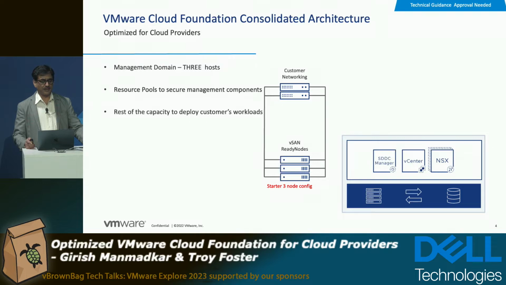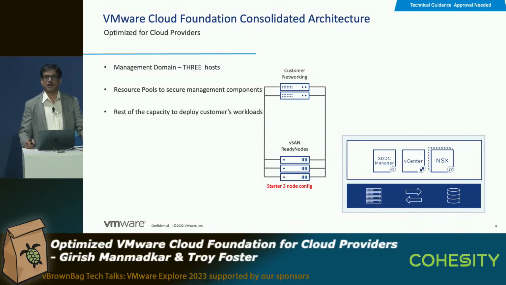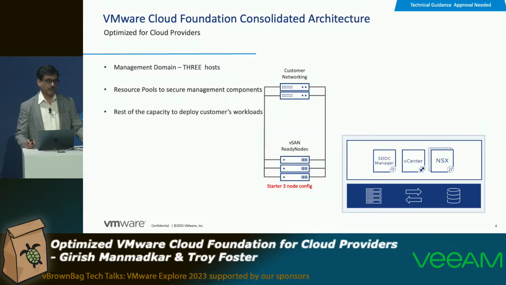With that said, let us have a look. The architecture typically starts with 4 nodes, which sometimes becomes too much for a smaller or mid-market customer. So we want to start with a smaller footprint, which is a minimum of 3 nodes. Since it's vSAN, you are able to start with 3-node cluster configurations.